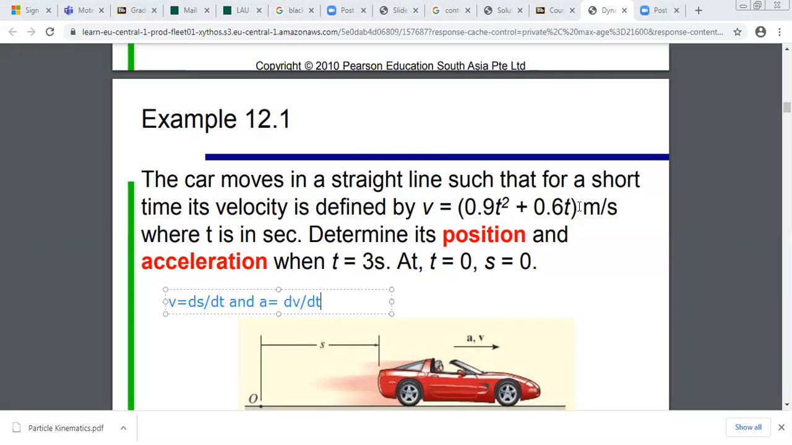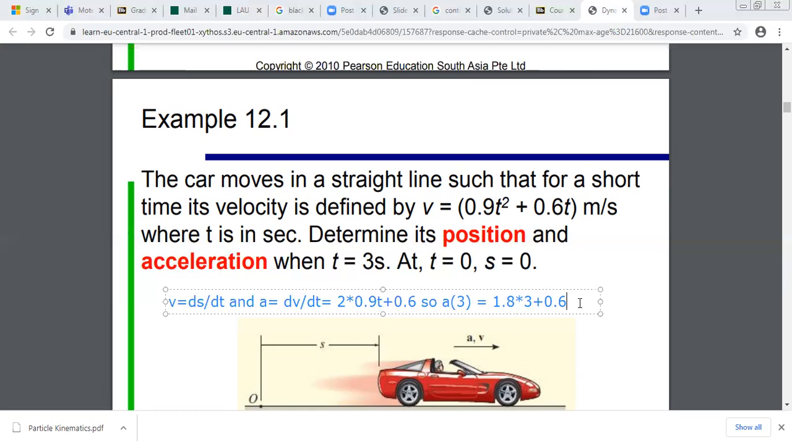When I derive 0.9t squared plus 0.6t, I obtain 2 times 0.9t, which is 1.8t, plus 0.6. Okay, and this is the expression of a. They asked at t equals 3 seconds what is the acceleration. So a at 3 seconds, I can simply replace t by its value. So it's equal to 1.8 times 3 plus 0.6. Okay, so I am done for the acceleration.